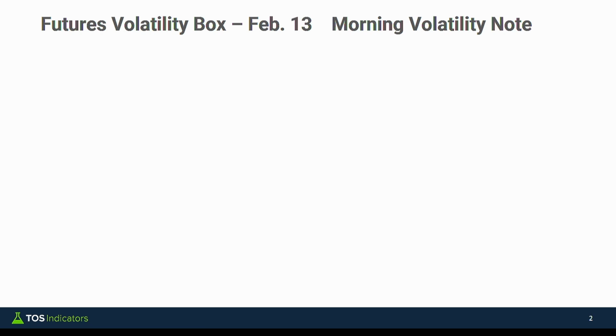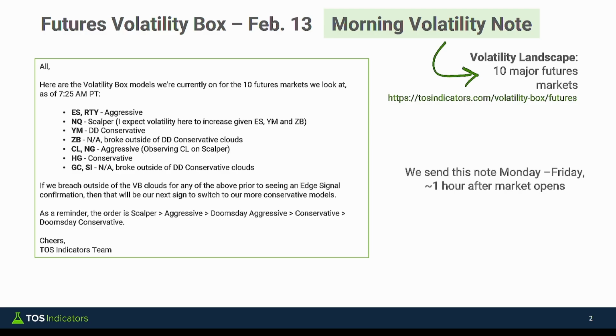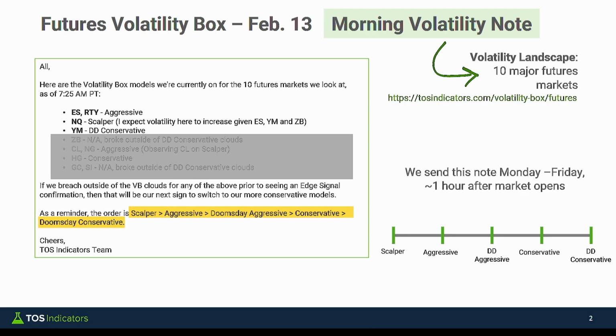Now let's start first with taking a look at our morning volatility for all 10 major futures markets we look at. This gives us our bearings in the first place to determine which markets we want to focus on, which markets we'd like to ignore. Now in today's case, if we focus in on the volatility note and take a look at just the index markets, we'll plot this on our timeline that you see, and this timeline contains the 5 volatility box models we have. Think of this as a volatility scale ranging from 1 to 5. 5 is your most conservative, 1 least conservative.